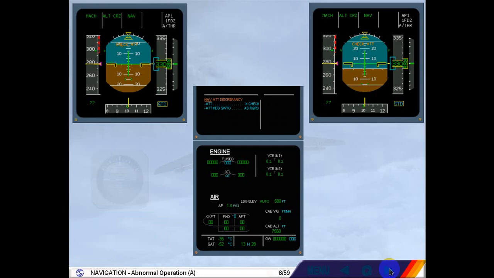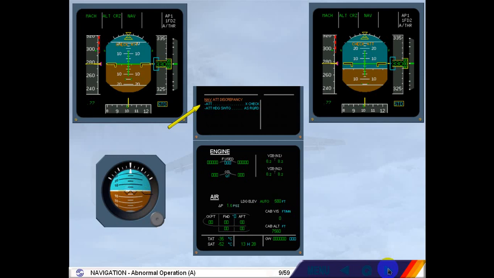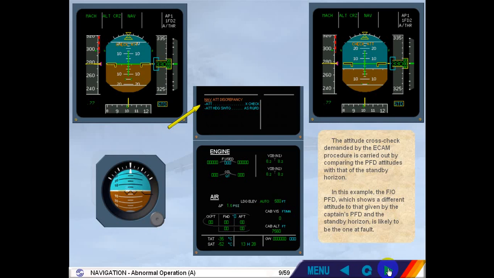There is no ECAM page associated with the ADIRS, so the cruise page remains on the system display. The attitude cross-check demanded by the ECAM procedure is carried out by comparing the PFD attitudes with that of the standby horizon. In this example, the first officer PFD, which shows a different attitude to that given by the captain's PFD and the standby horizon, is likely to be the one at fault.